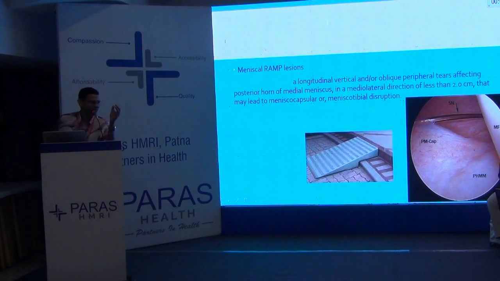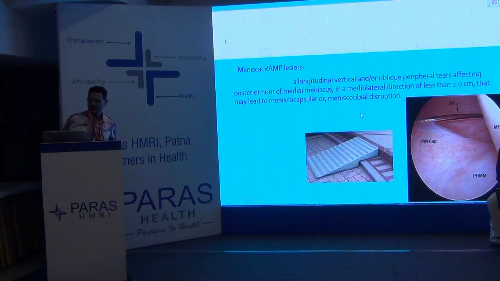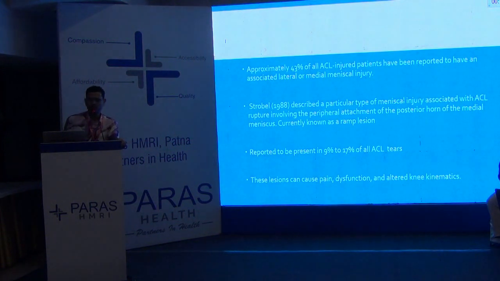This is just this boring ramp which we see in the posterior part of the medial tibial condyle, where the posterior horn of medial meniscus, the attachment goes slightly down towards the posterior medial capsule. When there is a lesion, it's a longitudinal, vertical or oblique tear affecting the posterior horn of the medial meniscus. It may lead to the meniscocapsular or meniscotibial disruption.